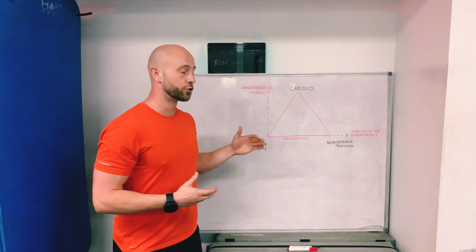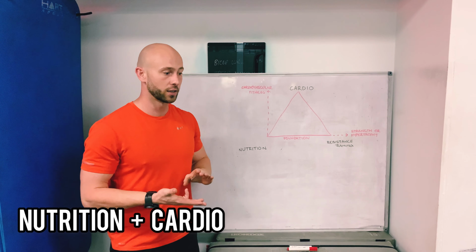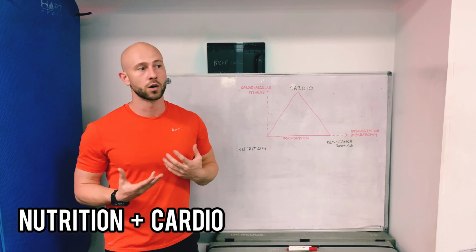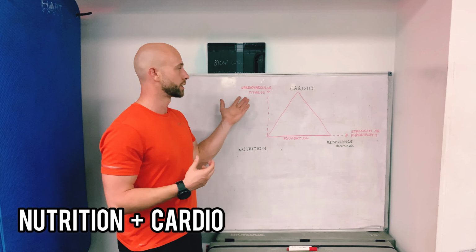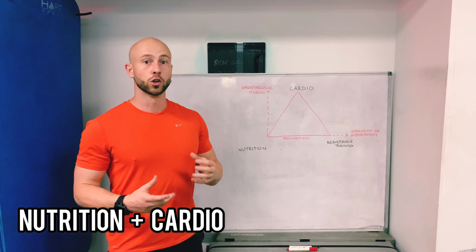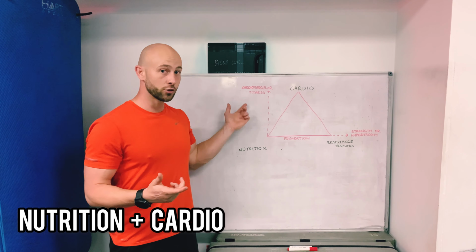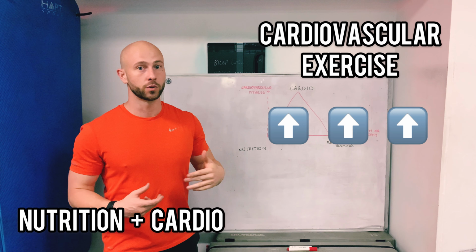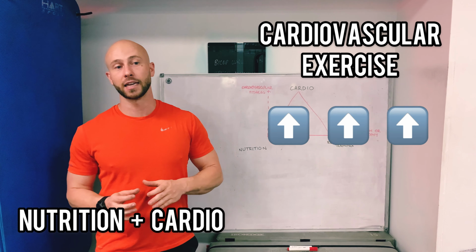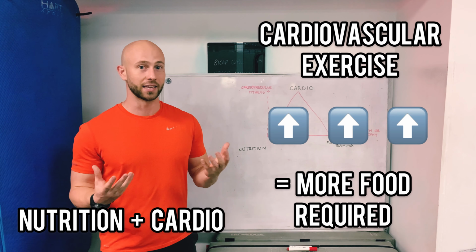Now that you have your nutrition in check, you want to start adding some runs or some bike rides or some elliptical or a rower or some sort of cardiovascular fitness into your routine. Now, a couple of things here, and a lot of people do this, and this is where it goes wrong. As we increase our energy expenditure with cardiovascular exercise, daily needs or food requirements have to go up and increase with it.